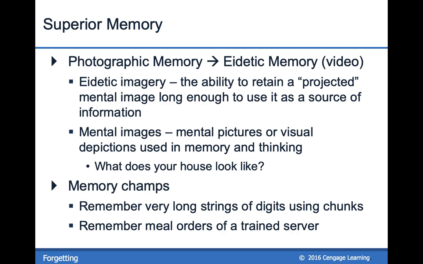So what they use is eidetic imagery. This is the ability to retain a projected mental image long enough to make it useful as a source of information. Now, we all use mental imagery, mental pictures, and visual depictions are used in memory and thinking all the time. So if I ask you, what does your house look like, or what's the layout of your bedroom, you can recall those memories and use mental imagery. We're talking about that a lot in the next chapter. But people with eidetic memory have this really, really specific and exquisite version of this.